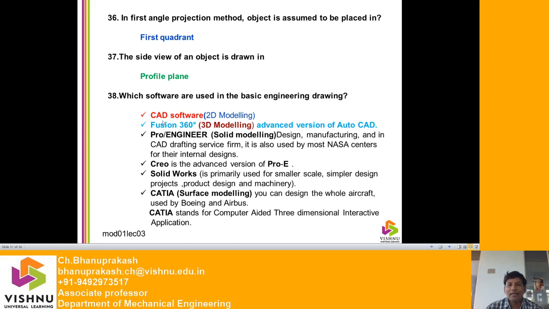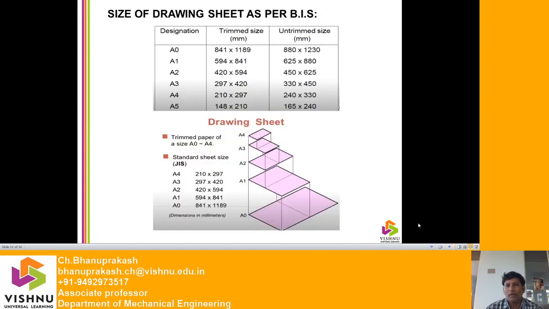So what is CAD? CAD is computer aided designing, and sometimes it is called computer aided designing and drafting. In the earlier lectures I missed the size of drawing sheets, so now we will discuss drawing sheet sizes. What is BIS? Bureau of Indian Standards. These are the different sheet sizes we have. These are trimmed sizes: A0, A1, A2, A3, A4, A5.